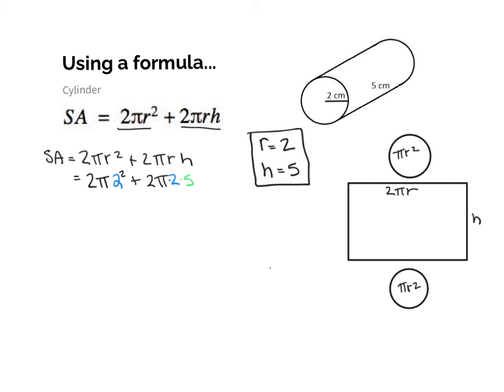From here, we're going to follow order of operations. So we're going to have two terms that will add together in the end. And those terms will be 25.1 and 62.8 for a total of 87.9, and our units are centimeters squared.